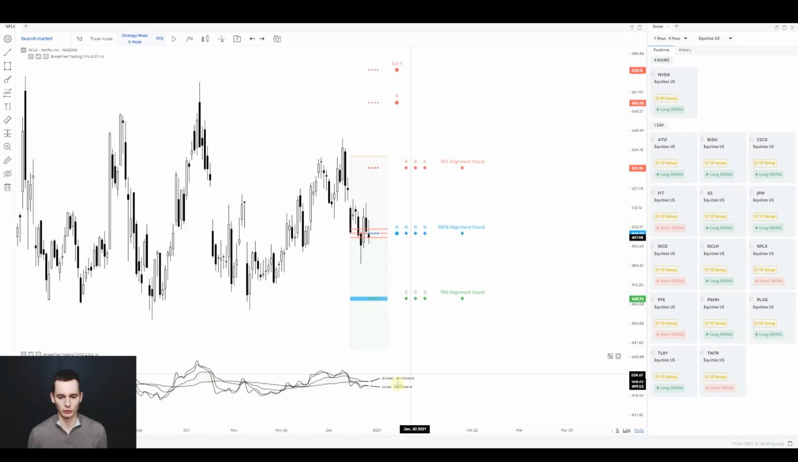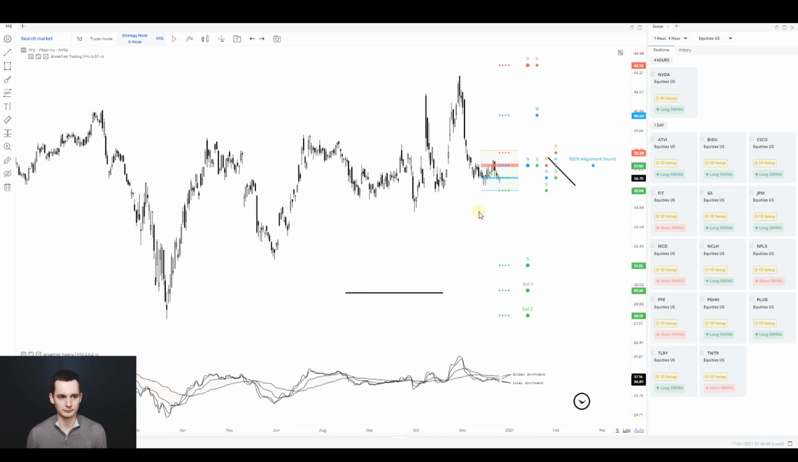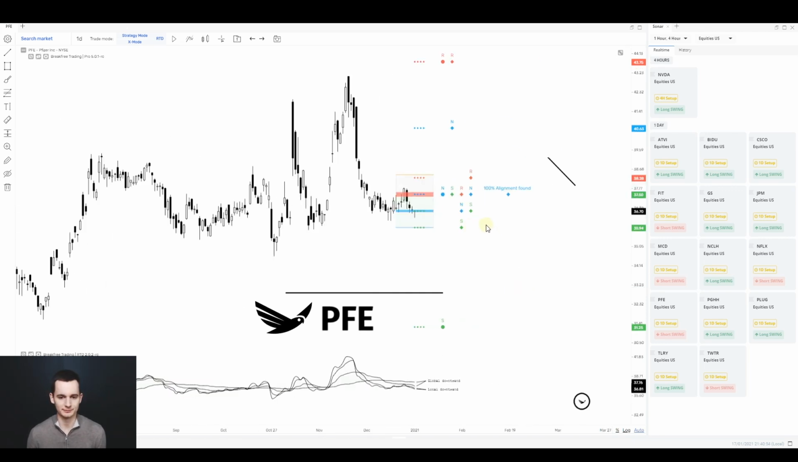Again, you can see global is pretty much very thin right now. It's just crossing, but that really isn't reliable. So I think this is a trade we can skip as well. Pfizer, short, interesting. So short opportunity on this one. I don't know if I would take this.